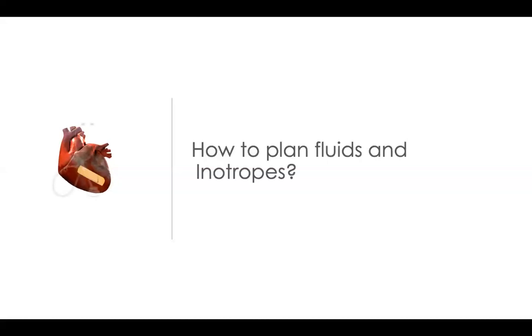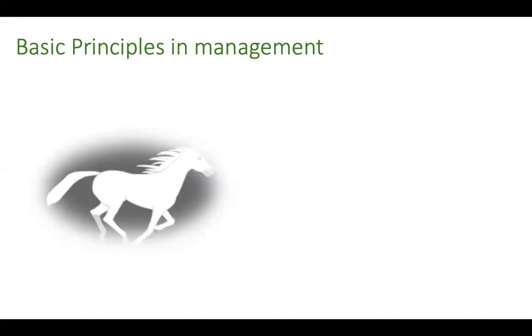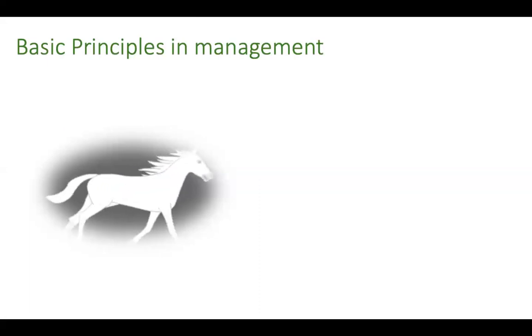Now the question is, how do you plan fluids and inotropes when you're dealing with cardiogenic shock? Are you going to give fluids to all in cardiogenic shock, or are you going to decide depending on certain conditions? The basic principle in management of cardiogenic shock is that at this point, your heart is like a tired horse. Don't whip it, just support it. So how do you support a tired horse?